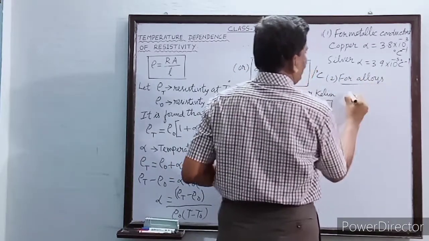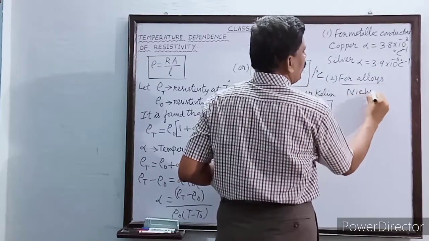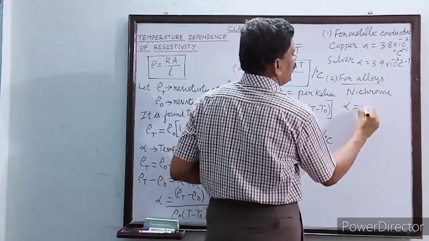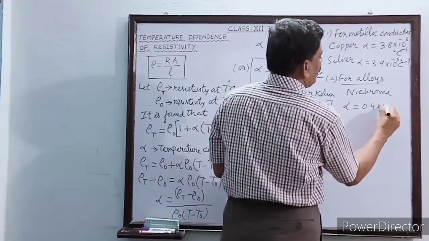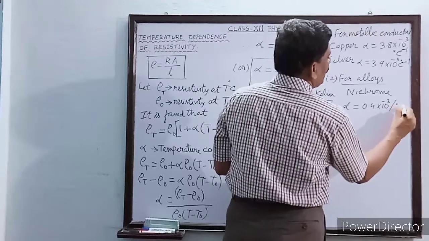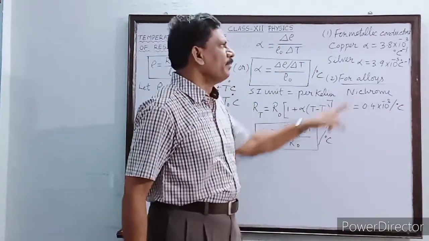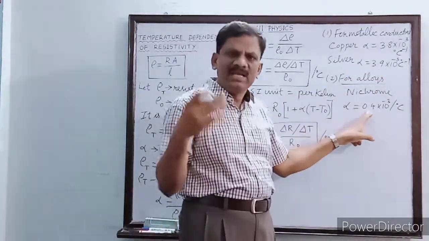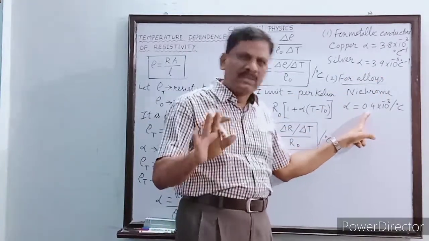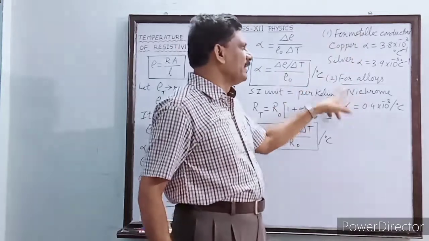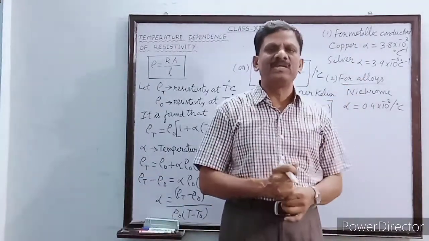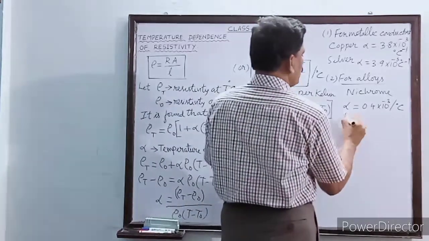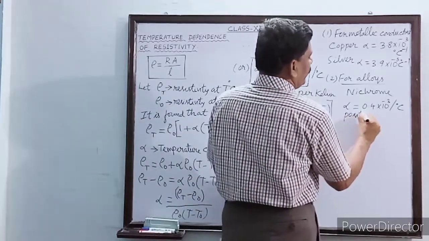For example, I will take the alloys, namely nichrome. For nichrome, the value of alpha is equal to 0.4 into 10 power minus 3 per degree Celsius. Comparing to 3.8 and 3.9, 0.4 is a very, very low value. So both for metallic conductors as well as alloys, you must remember that the value of alpha is positive only.